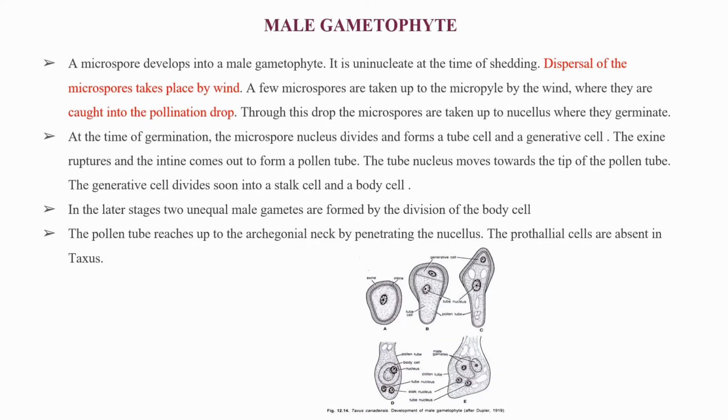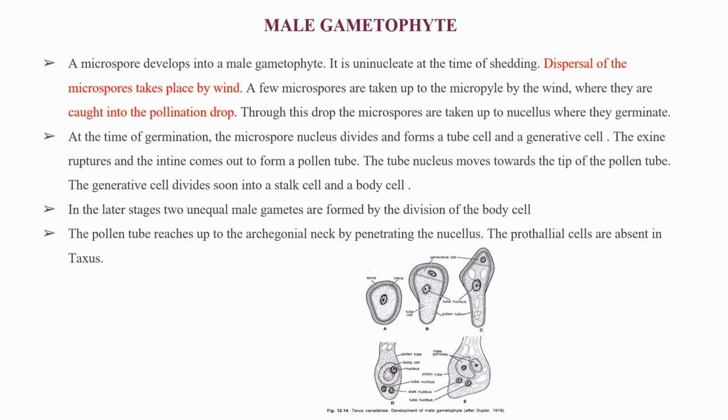Male gametophyte. A microspore develops into a male gametophyte. It is uninucleate at the time of shedding. Dispersal of the microspores takes place by the wind. A few microspores are taken up to the micropyle by the wind, where they are caught in the pollination drop. Through this drop, the microspores are taken up to the nucellus, where they germinate.